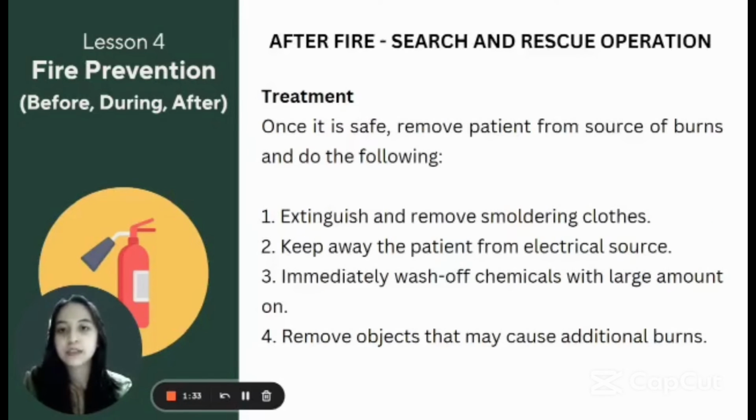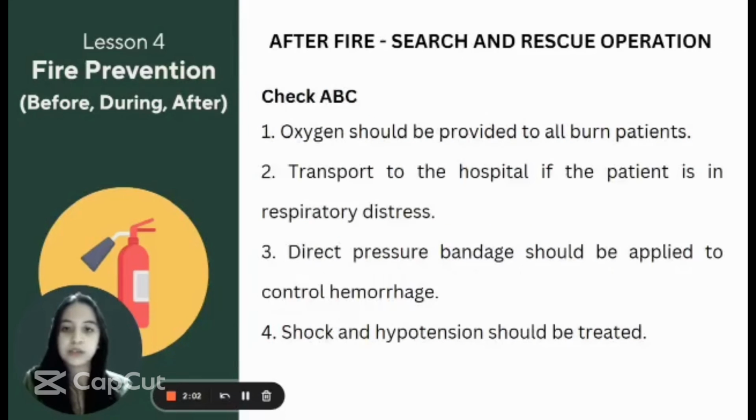Next is treatment. So once it is safe, they should remove the patient from the source of burns and do the following. First is to extinguish and remove smoldering clothes. Second, keep the patient away from the electrical source. Third, immediately wash off the chemicals with a large amount of water. And fourth, remove objects that may cause additional burns.